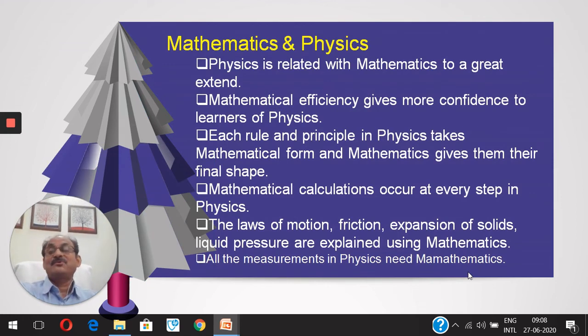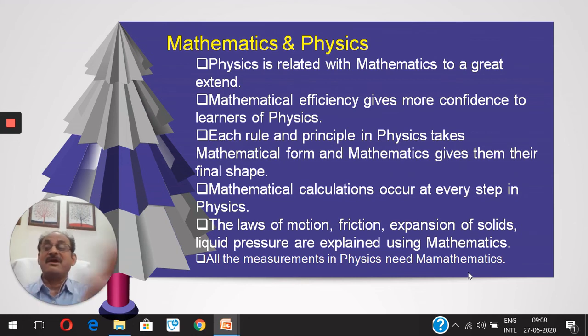Mathematics and physics, that's what I'm going to tell you. Okay, how mathematics is connected to physics and why it is a part of the interdisciplinary. Physics is related with mathematics to a great extent. Mathematical efficiency gives more confidence to learners of physics. Each rule and principle in physics takes mathematical form, and mathematics gives them their final shape. So without mathematics, physics is nothing, and without physics, mathematics is nothing. Each rule and principle in physics takes mathematical form, and mathematics gives them their final shape. This is a very important concept.